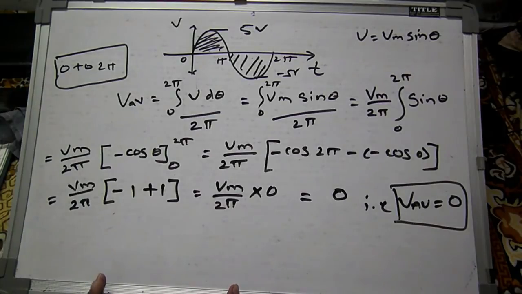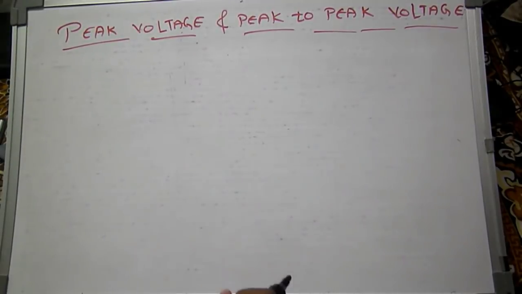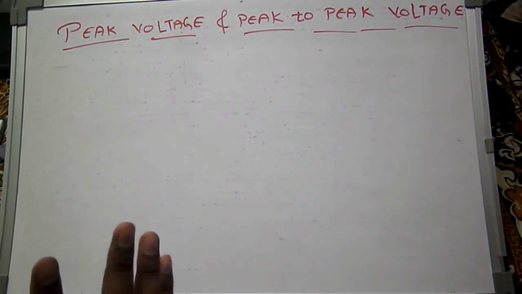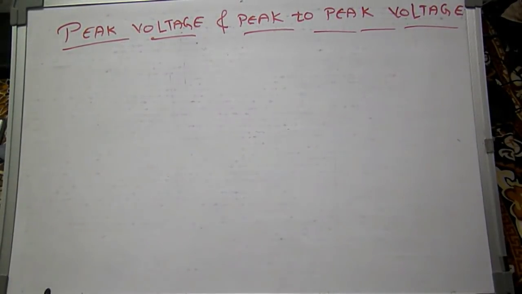So to take out the disadvantage of averaging, we come up with the term called RMS, that is root mean square. We will now see what is root mean square. There are actually 4 terms that we usually come across when we study AC fundamentals: peak voltage, peak to peak voltage, RMS and average values. First we will see what is peak voltage and what is peak to peak voltage.